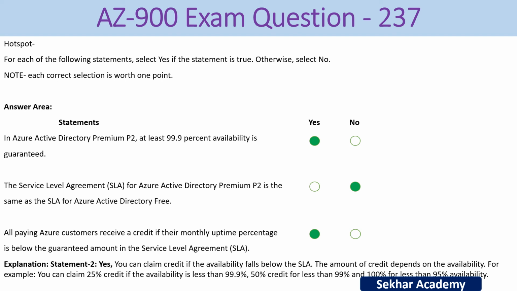For example, you claim 25% credit if the availability is less than 99.9%, 50% credit if it is less than 99%, and 100% credit if it is less than 95% availability, right? So the right answer here is yes.